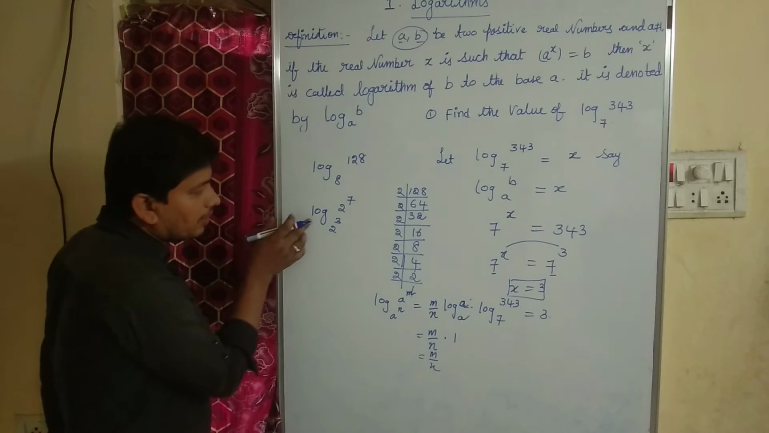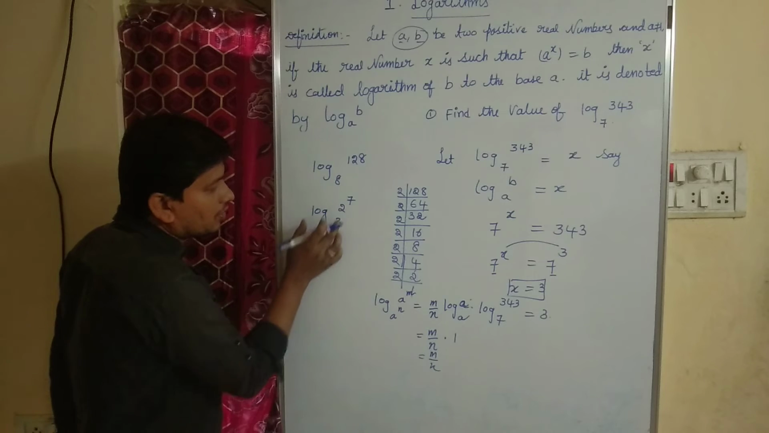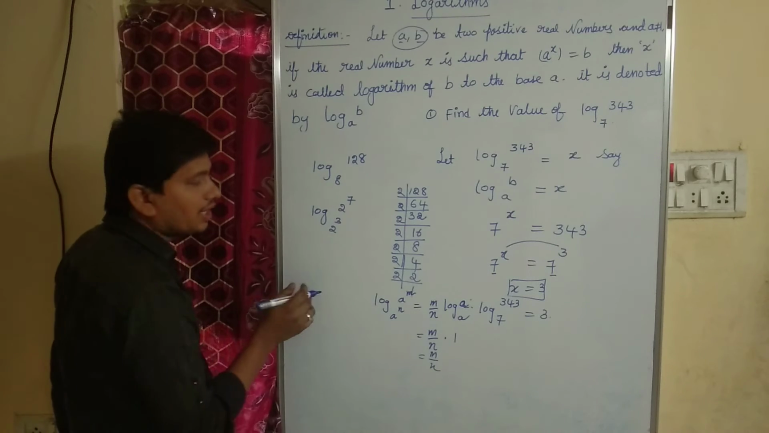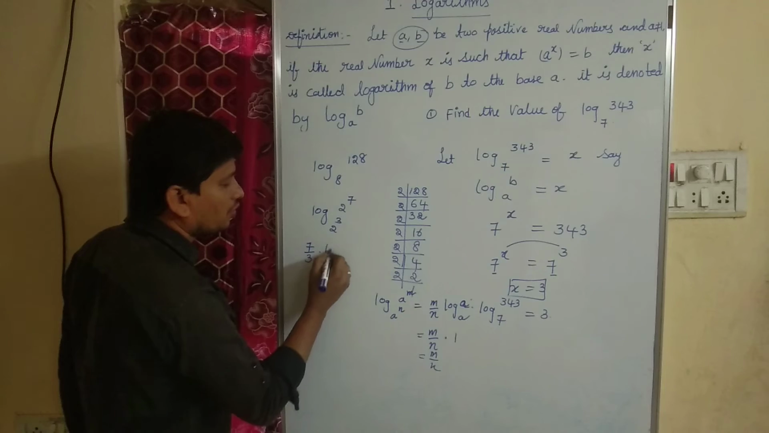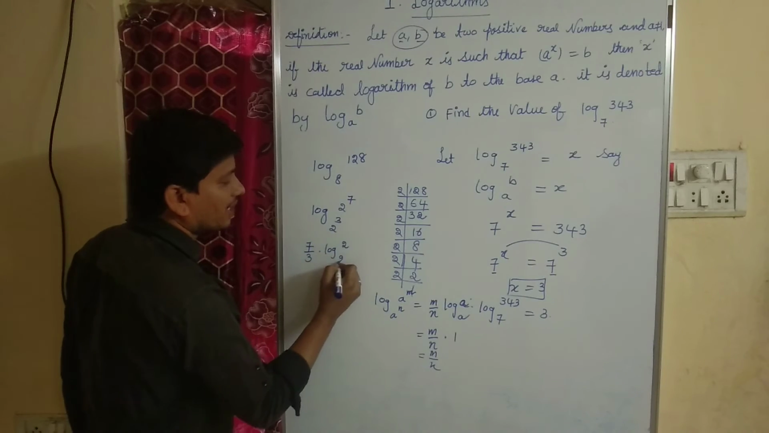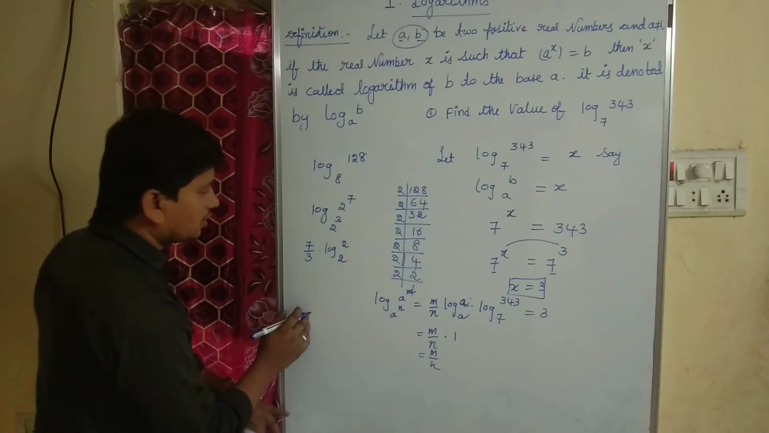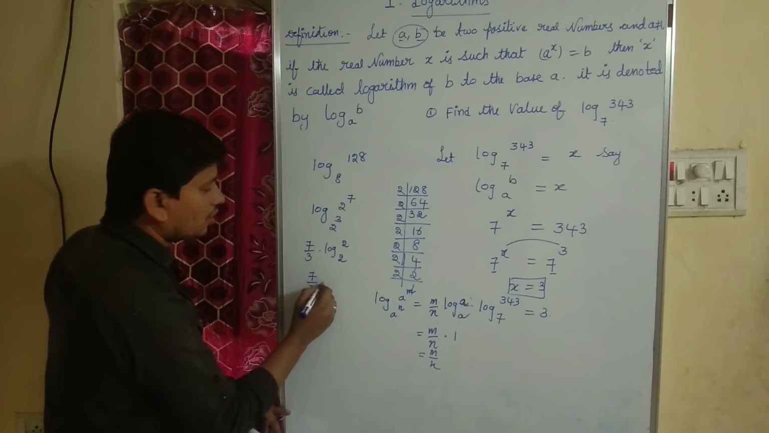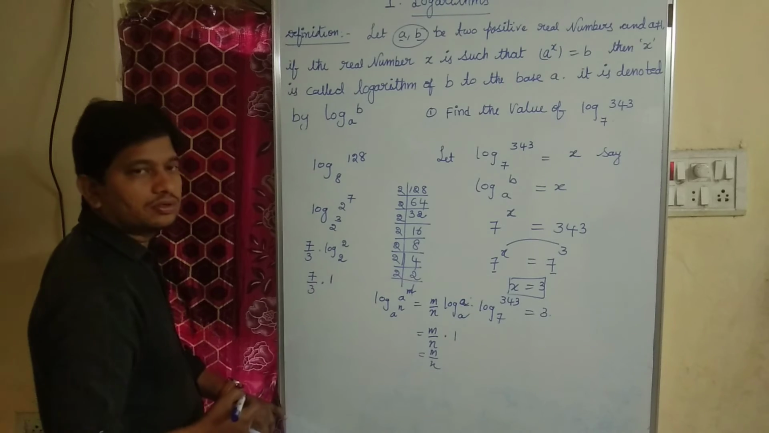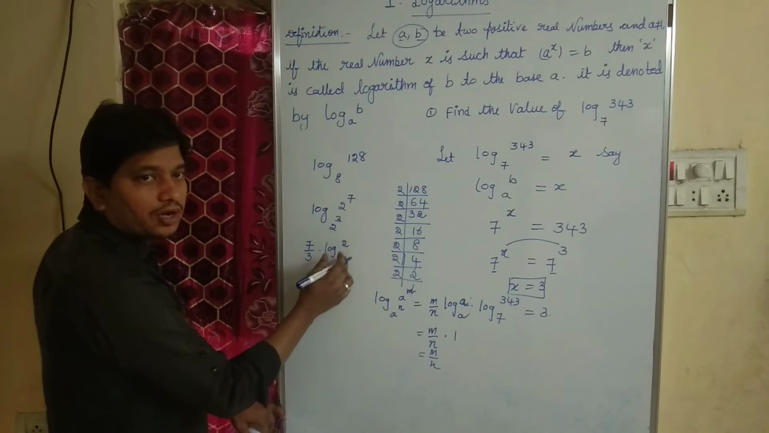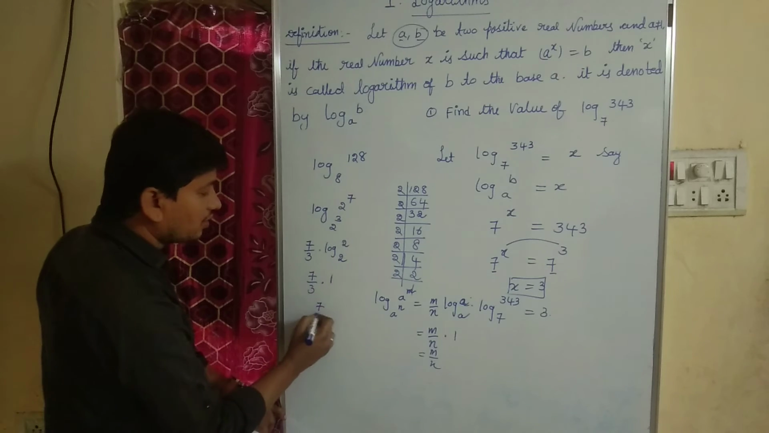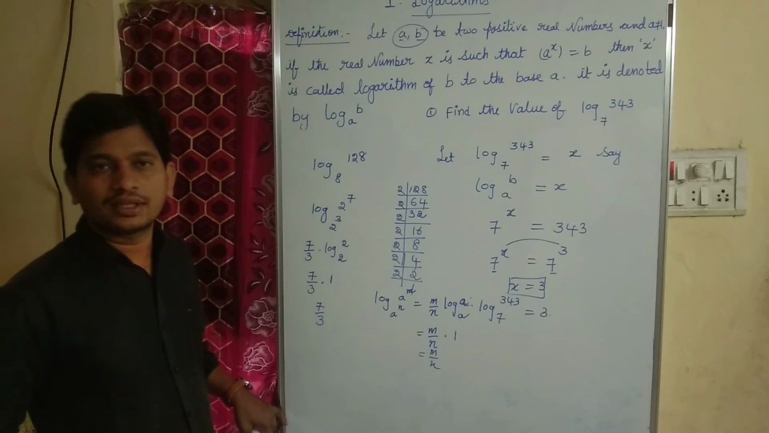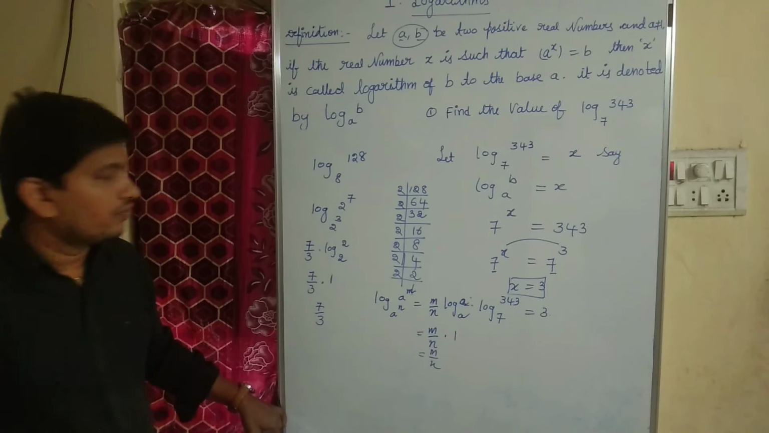Which is also in the form of log a power m to the base a power n, I can write as m by n. I mean 7 by 3 into log 2 to the base 2. Log 2 to the base 2 has value 1, since the logarithm of any number to the same base is 1. So 7 by 3 into 1 is equal to 7 by 3. So in this way also we can do it.